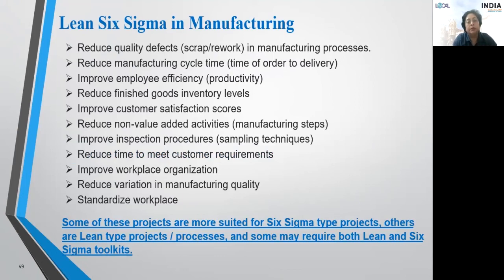in manufacturing processes, reduced manufacturing cycle time, improved employee efficiency, reduced finished goods inventory levels, improved customer satisfaction scores, reduced non-value-added activities, improved inspection procedures, reduced time to meet customer requirements, improved workplace organization, reduced variation in manufacturing quality, and standardized workplace. Some of these projects are more suited for Six Sigma type projects and others are Lean type projects or processes, and some may require both Lean and Six Sigma toolkits.